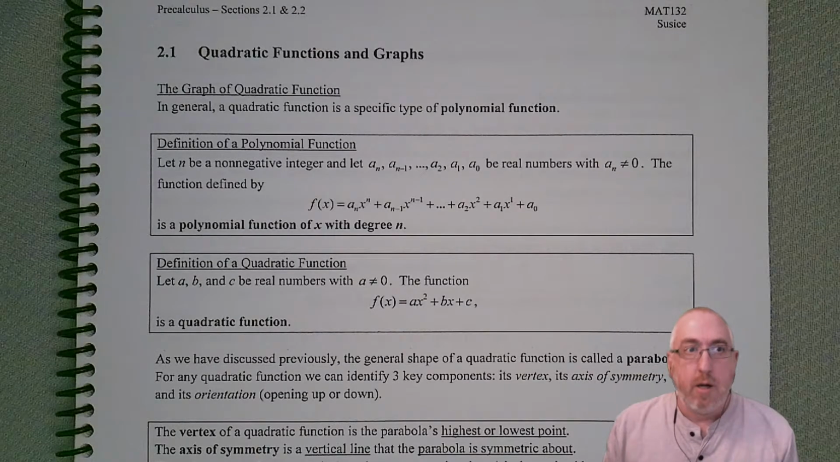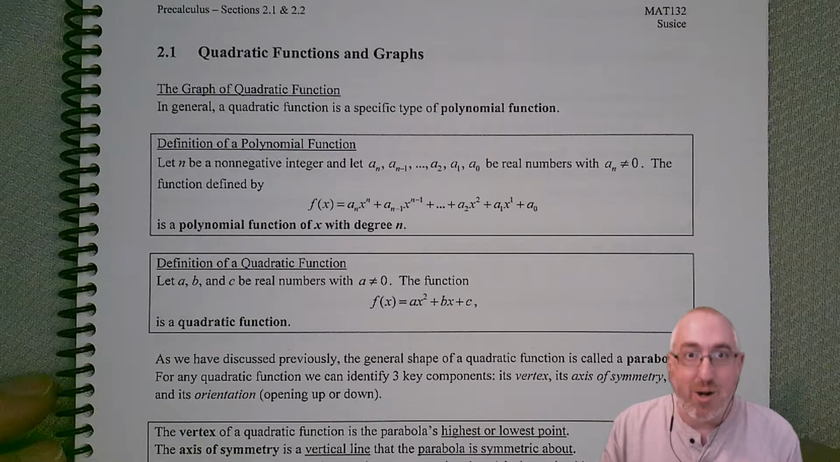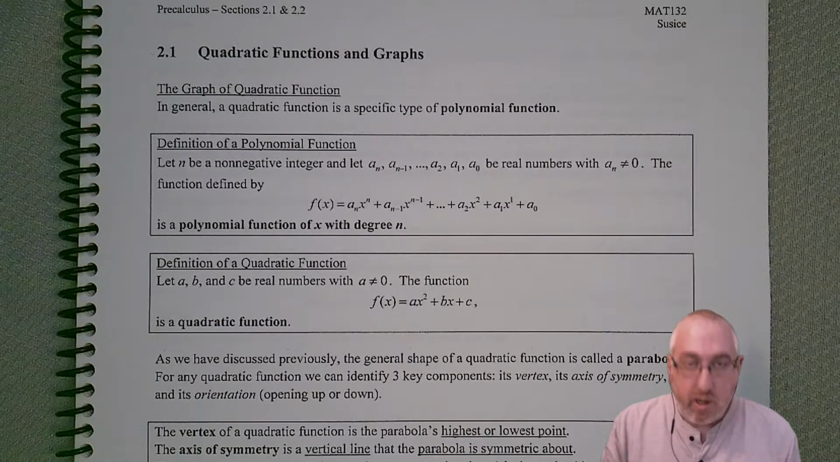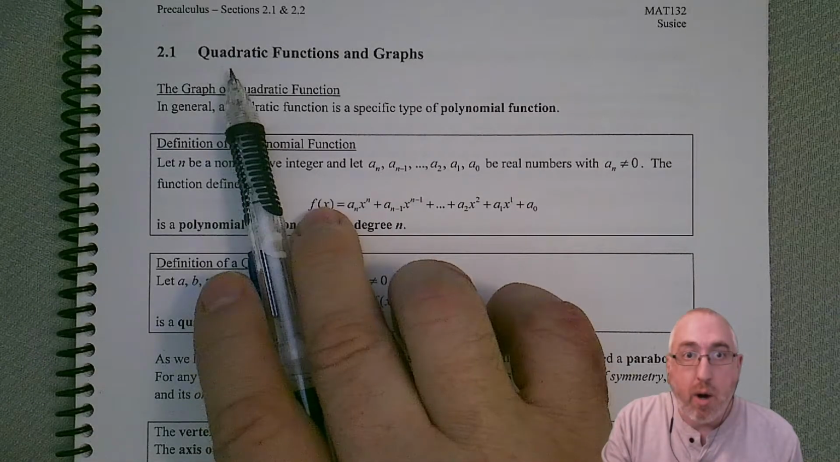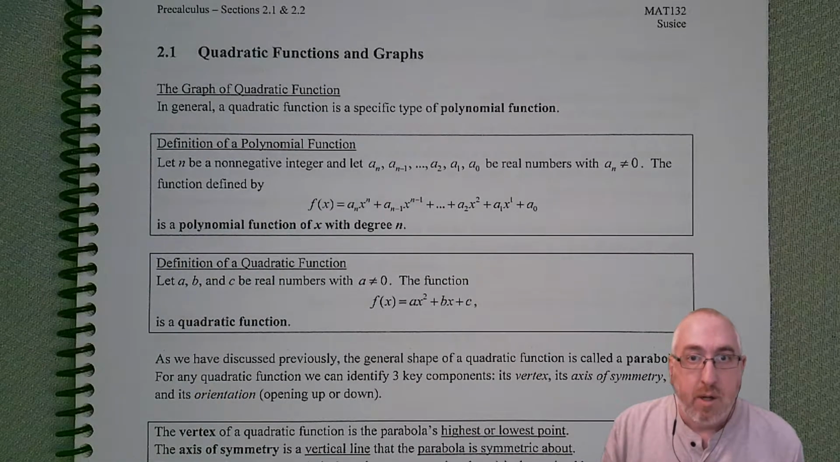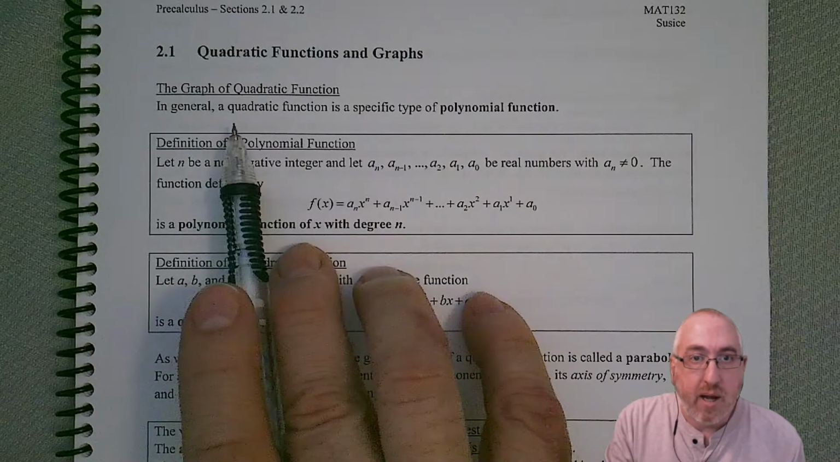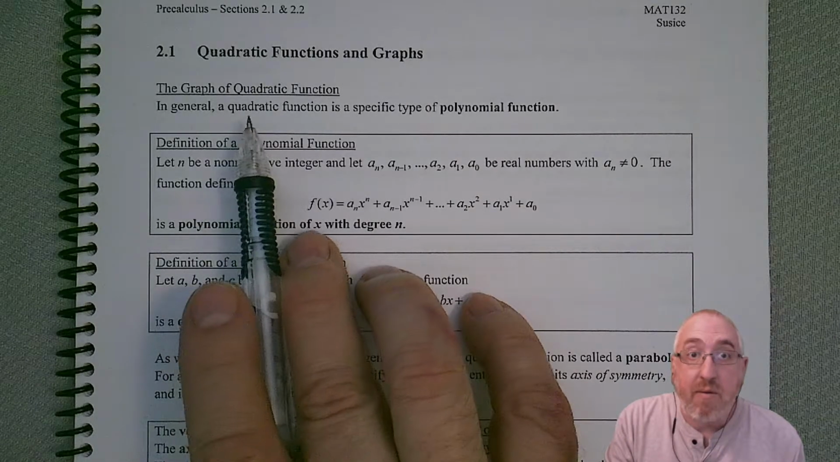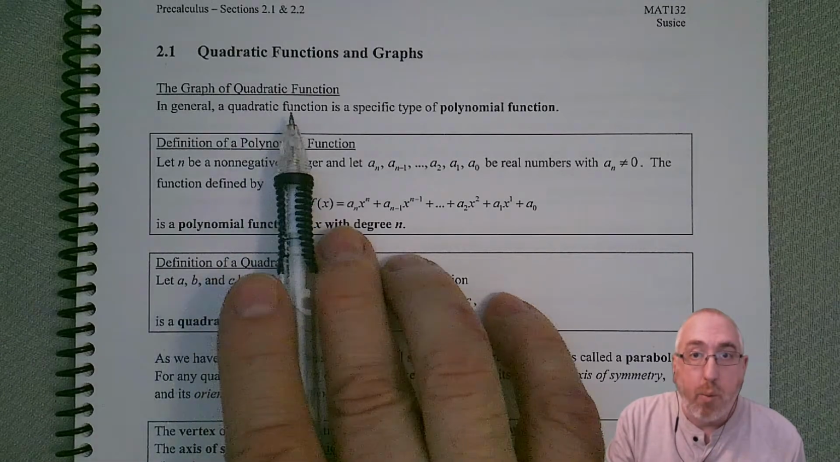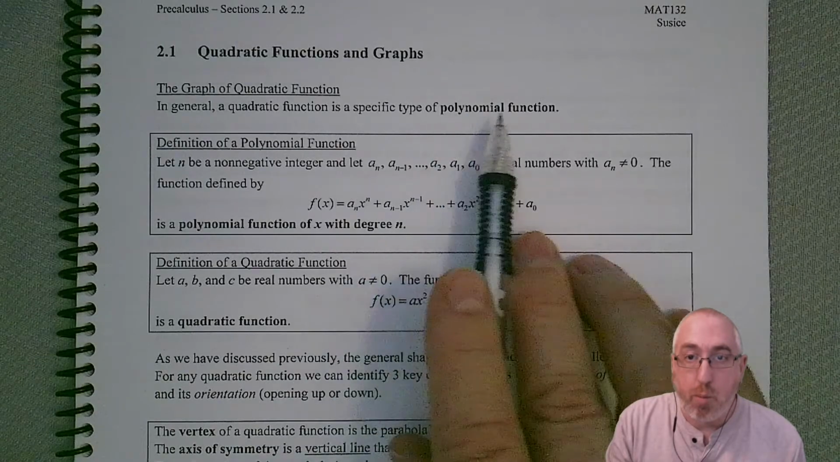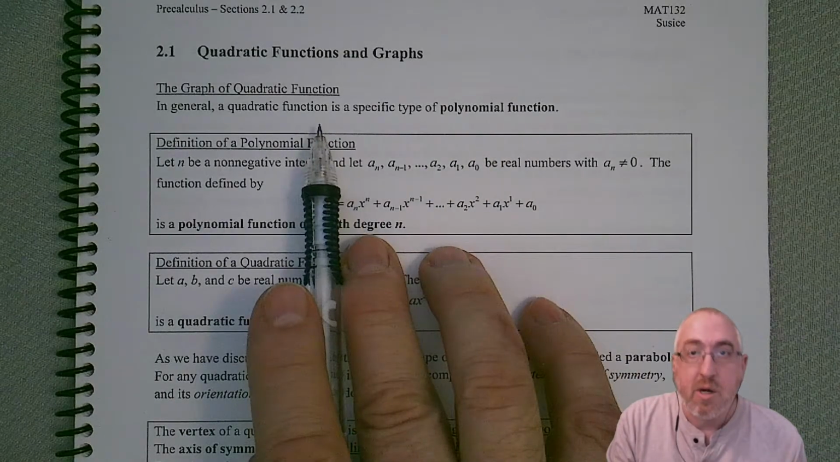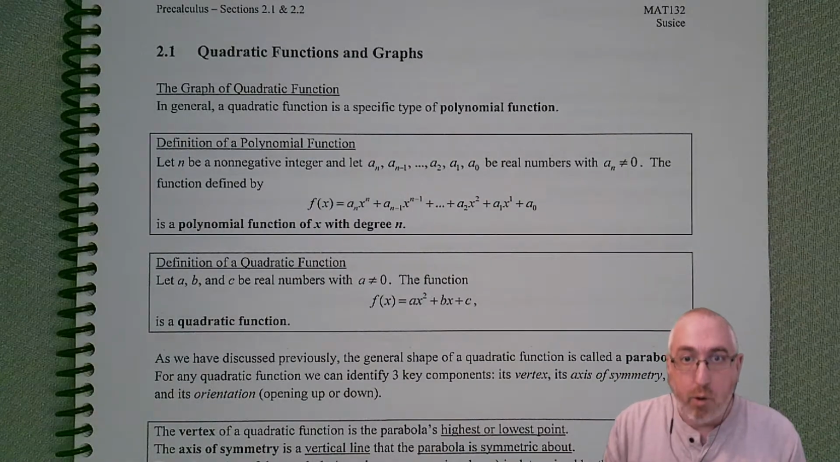Alrighty, so we are back and looking at a new chapter, chapter 2. So we'll start looking at 2.1, which gets into specifically quadratic functions and their graphs. So the first thing we can say is that when we have the graph of a quadratic function, we know that that's a specific type of polynomial function. So quadratic functions are a specific polynomial function.